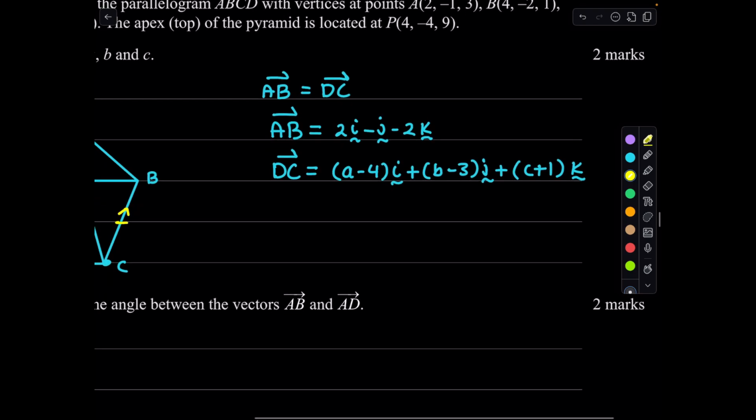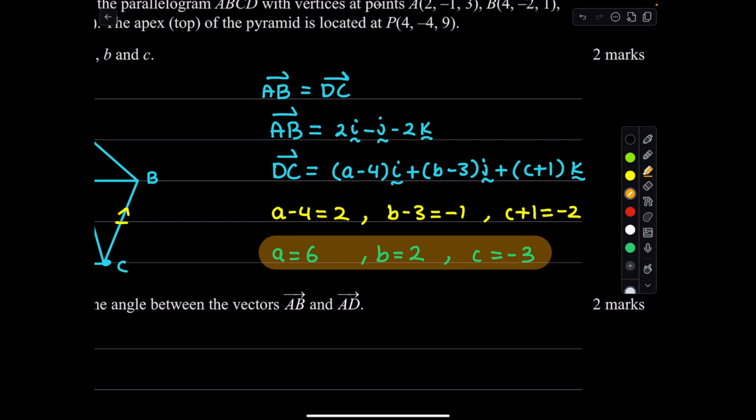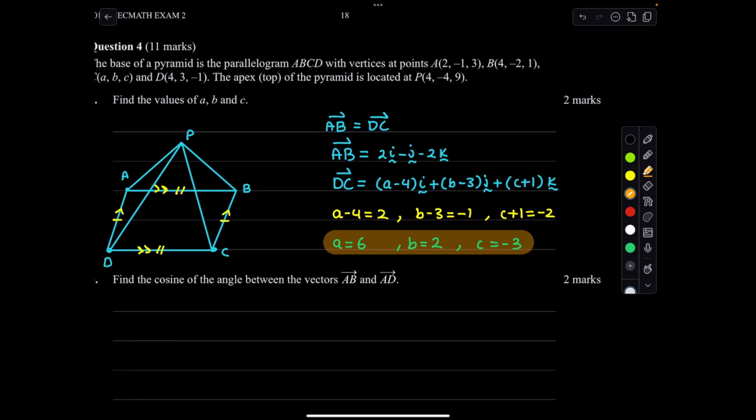So let's do that. So this here equates to 2. So a minus 4 equals 2, b minus 3 equates to negative 1, and then c plus 1 equals negative 2. Hence, these are going to be what? a equals 6, basically. b equals 2, is that right? Because negative 1 plus 3, yep, 2. And c equals negative 3. Yeah, negative 2 minus 1, yep, negative 3. So these are my a, b, and c values. Done. Let's go to the next question.